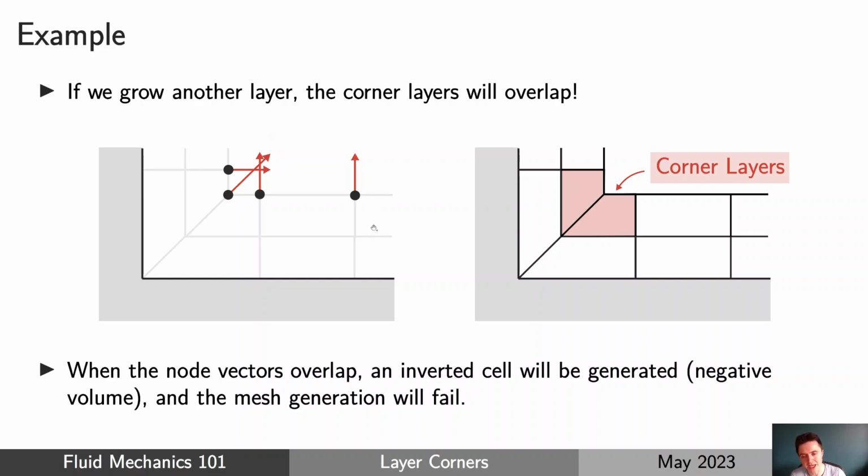So this is another issue which can arise when we're generating layers using the normal vector. And this is something which you can even start to observe in your own mesh. If you just look carefully at the layers as they're being generated, you can almost look at your mesh and see, am I in danger of causing those layers to overlap with each other?